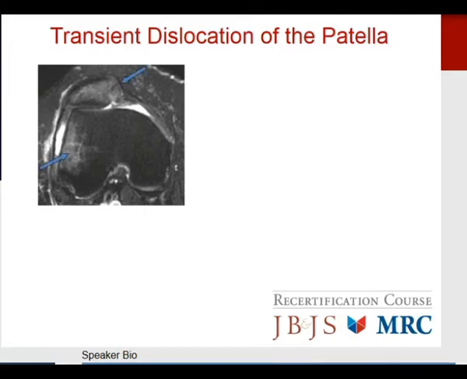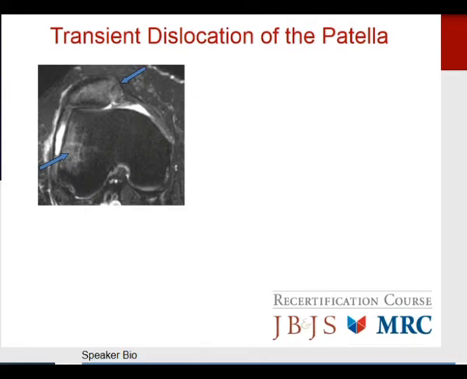Transient dislocation of the patella, a common test question. The imaging appearance is classic. Oftentimes these patients present with a history of a twisting injury. They have a transient dislocation of the patella at the time of the incident, but the patella relocates. They present with medial joint line tenderness and don't really know that they had a dislocation, so the MRI is often the first clue that these patients had a transient dislocation.